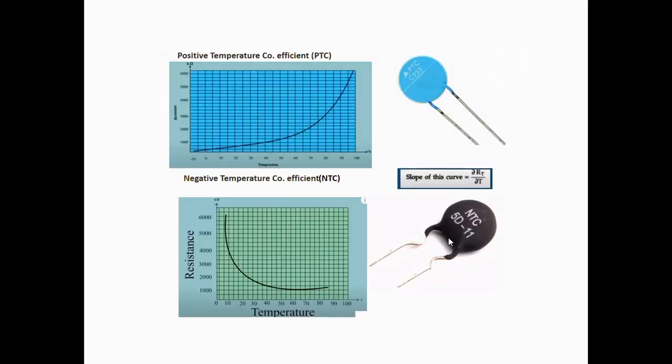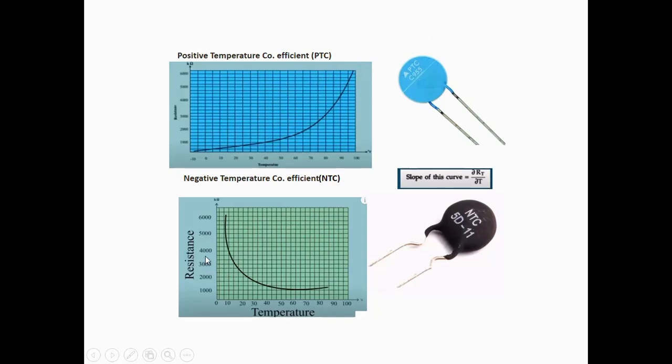Actually, the working principle of the thermistor is the simple principle of change in resistance due to the change in temperature. When ambient temperature changes, the thermistor starts self-heating its element. Its resistance value changes with respect to this change in temperature. So there are two types of thermistor. One is PTC, another one is NTC.